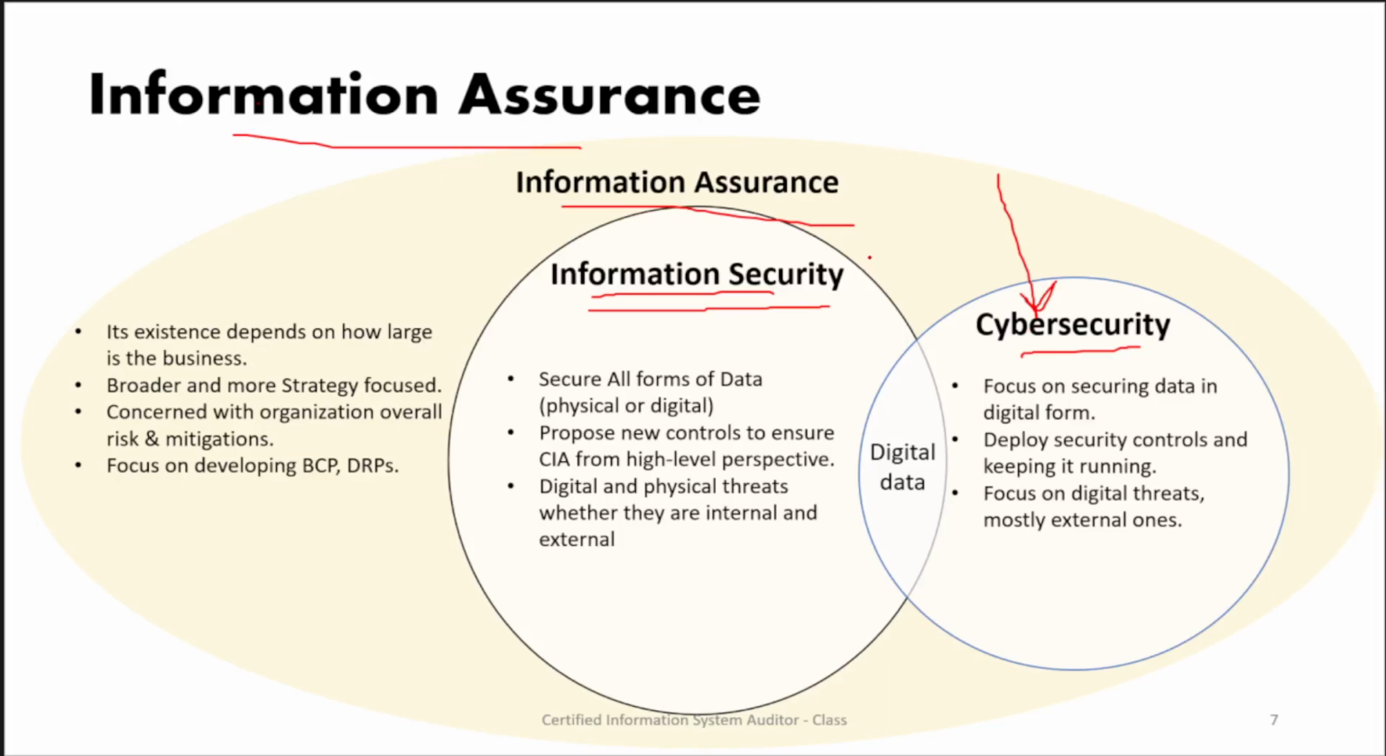Information assurance is achieved by ensuring that both InfoSec and cybersecurity are doing their missions, and information assurance could be a separate function in the organization. It will care about developing BCP and DRP, and it could have a broader and more strategically focused objective.